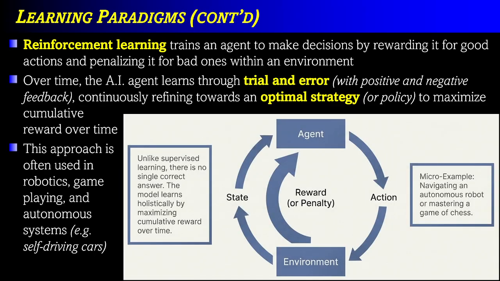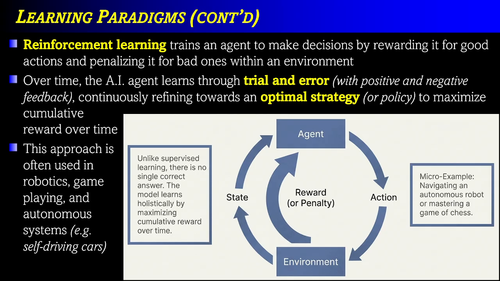Now we turn to reinforcement learning. This is where we train an agent or an AI model to make decisions by rewarding it for good behavior and penalizing it for bad behavior or actions within a controlled environment.